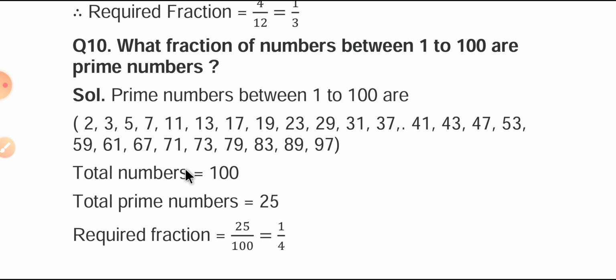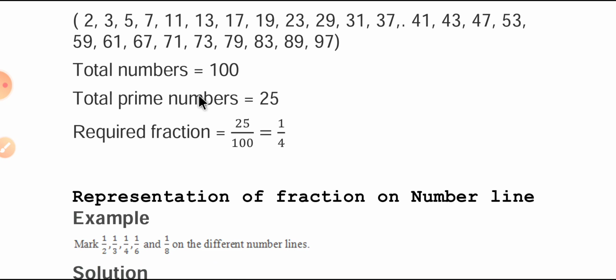And how many numbers are given in total? 100. And we know how we write a fraction. Here we have to find the fraction for prime numbers. So in the numerator you will write the total prime numbers, and in the denominator you will write the total numbers. And how many numbers are there in total? 100. So 25 by 100, or we can write it as 1 by 4, will be the fraction for the numbers between 1 to 100 which are prime numbers. So now we have completed our exercise 7.1.